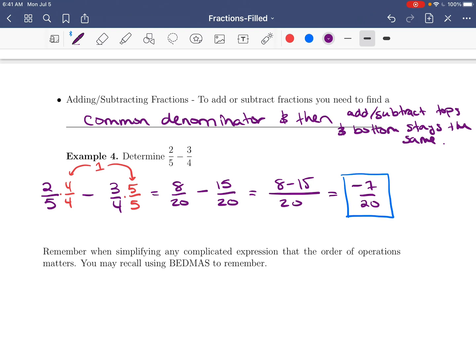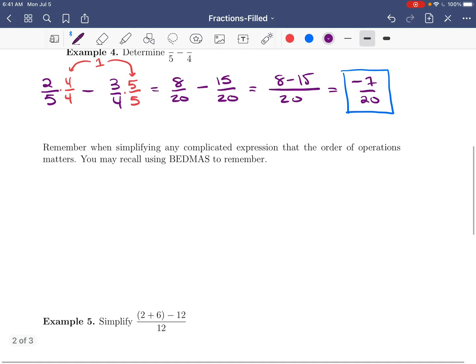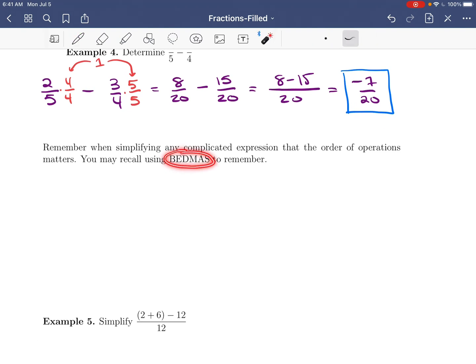Okay, now when you're working with fractions, or anything really, you need to remember the order of operations. So you probably have heard this acronym BEDMAS. So just to remind you, maybe I'll do it this way. So this is telling you the order of operations.